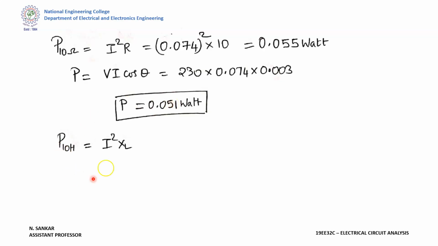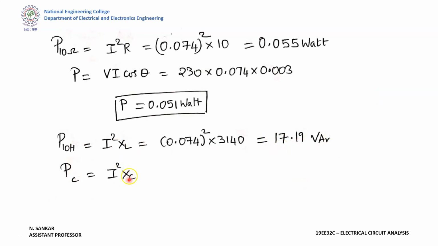reactive power, you can first calculate the power by inductor, that is XL, and power consumed or power stored by your capacitance. Okay, first inductor I square XL, which is nothing but 17.19 var. Similarly, capacitance it is I square XC, which is equal to 0.17 var. Okay, so here we already saw, right? This power will be a positive power, but this power will always be negative power.